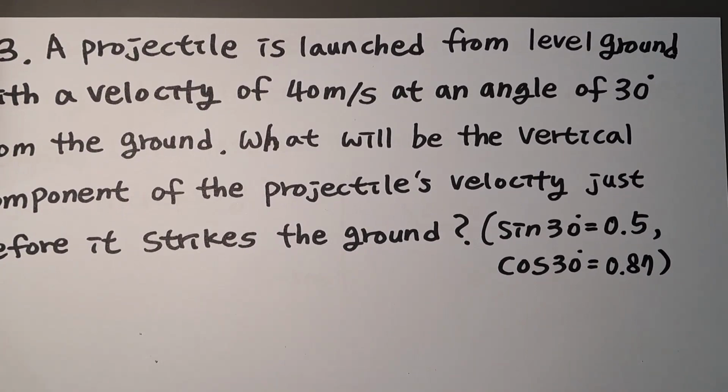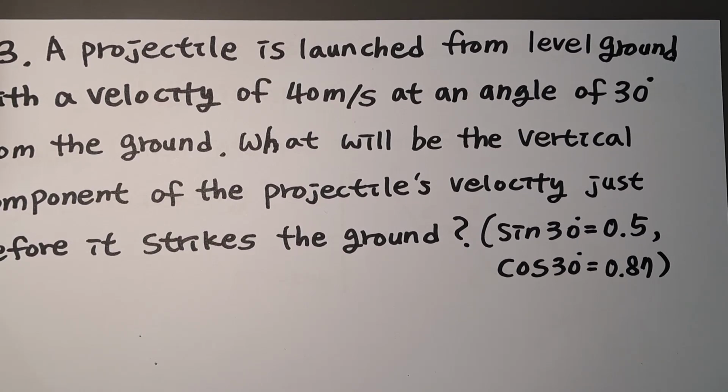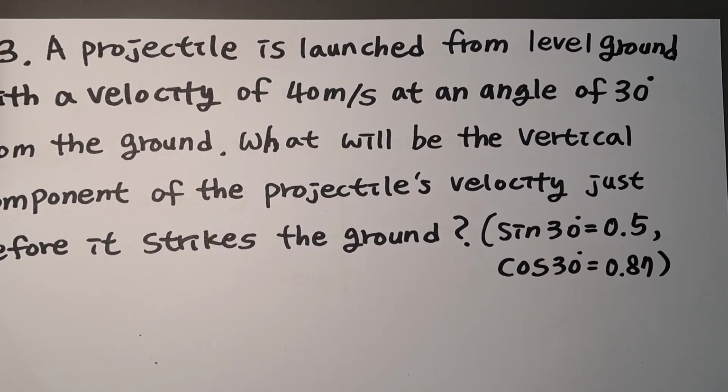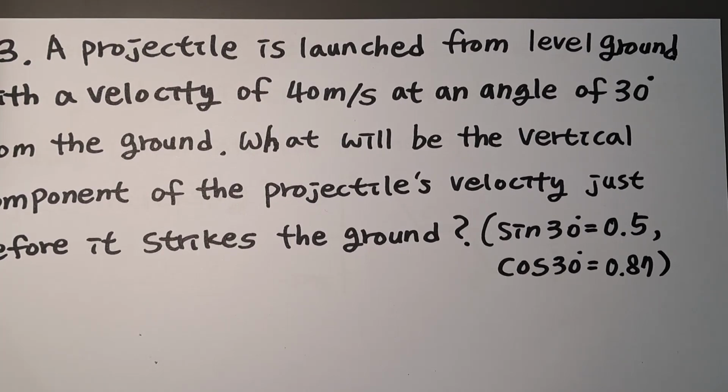A projectile is launched from level ground with a velocity of 40 meters per second at an angle of 30 degrees from the ground. What will be the velocity component of the projectile's velocity just before it strikes the ground?